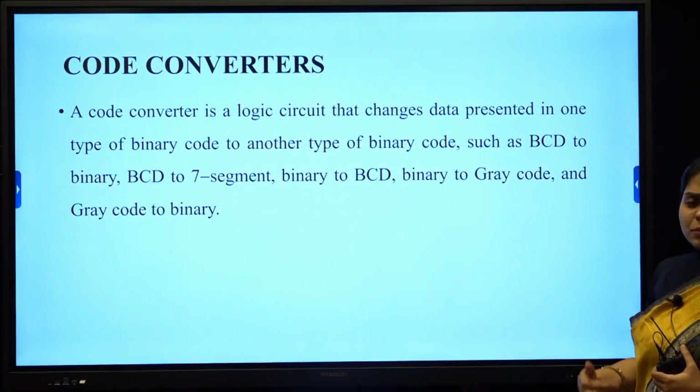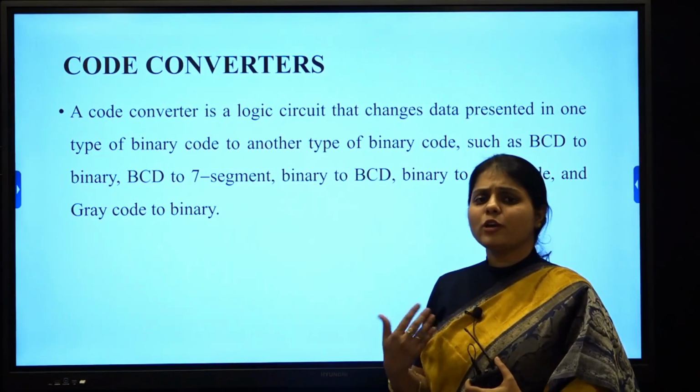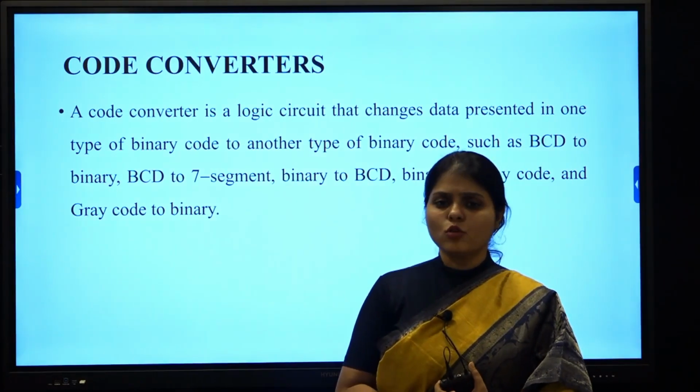So this is the combinational logic circuit for the 2-bit magnitude comparator. Similar to 1-bit and 2-bit, you can design for n-bit, and you can go for a 4-bit comparator also.